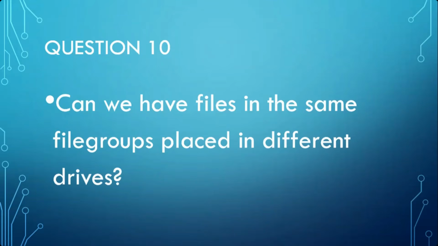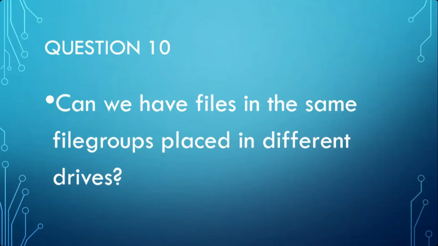The files will follow that. If you have a file of 1 MB and you have another file of 2 MB and you have 3 bytes of data, then 2 bytes of data go to the 2 MB file and 1 byte of data goes to the 1 MB file. This is called proportional fill strategy. So this is the answer to the 10th question. We can have files in the same file groups placed in different drives.